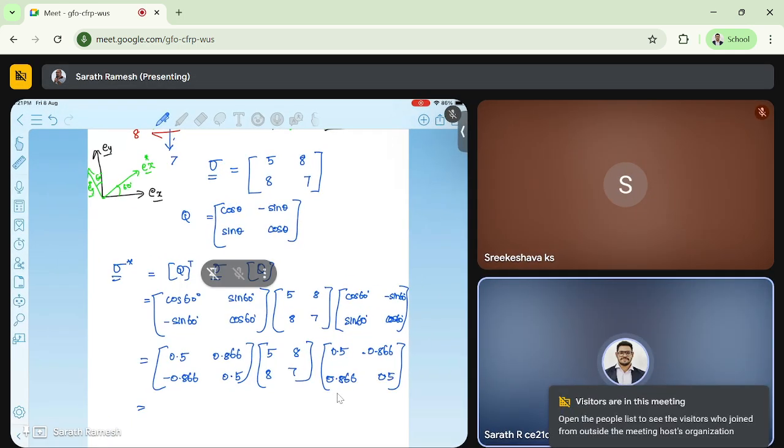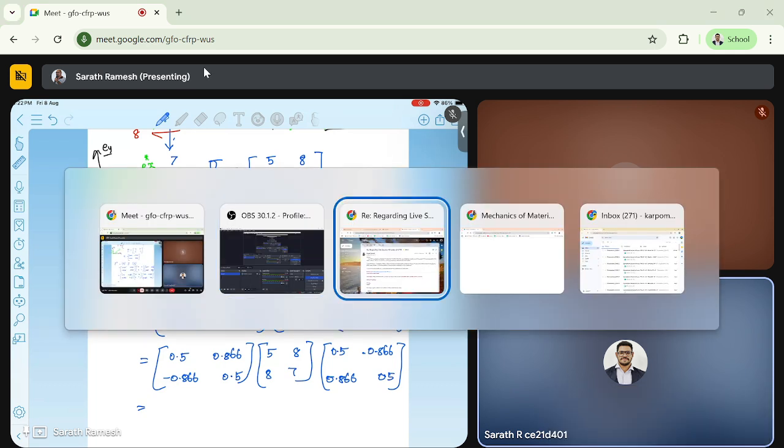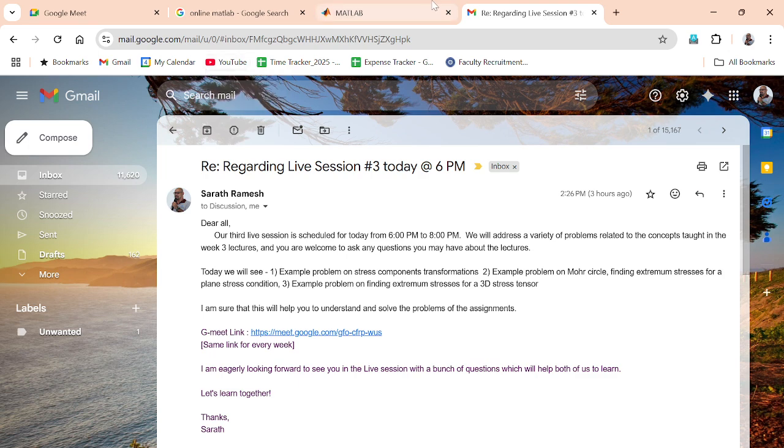Sorry, there was a network issue, so I got disconnected. I'm doing this in MATLAB.